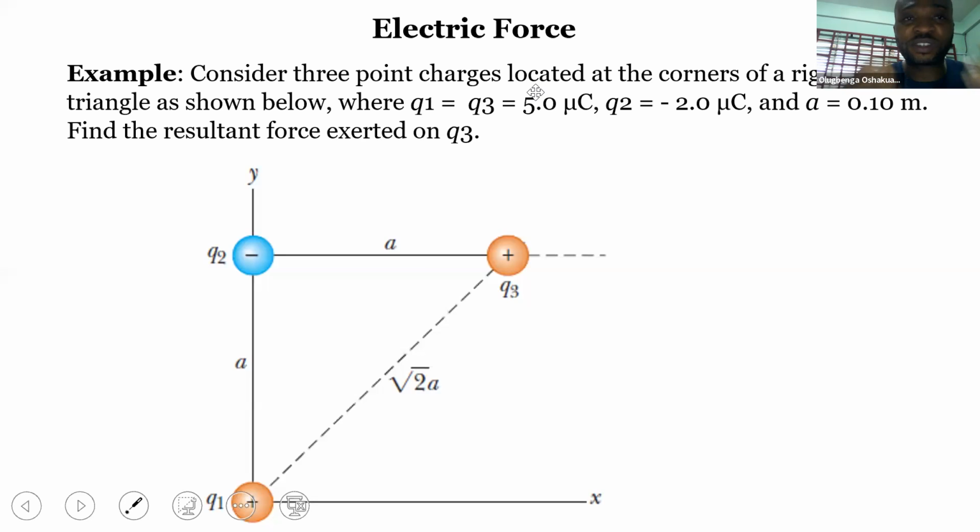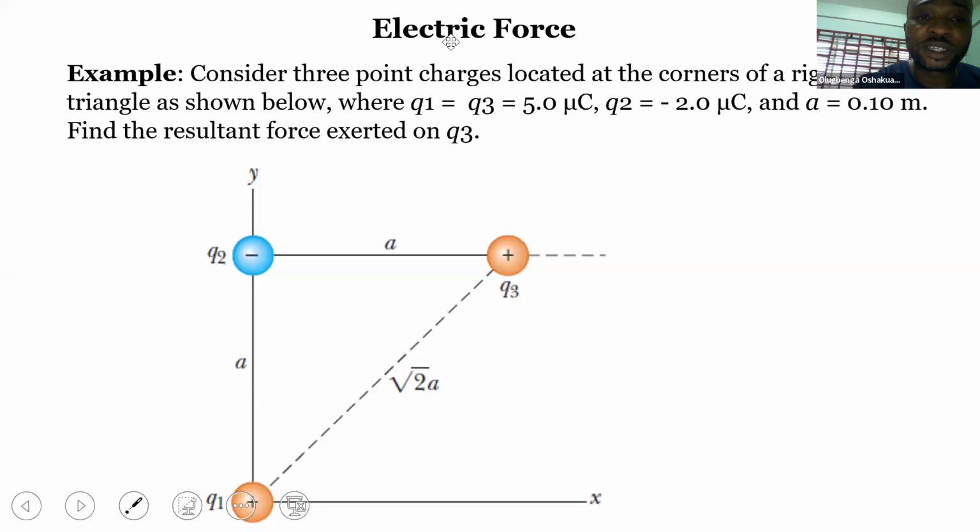So the question is: consider 3-point charges located at the corner of a triangle. So these are the 3-point charges. We have Q1 down here, we have Q2, and we have Q3. And they are located at the corners of a right-angled triangle, as shown. That's what you are seeing at the base of the screen.